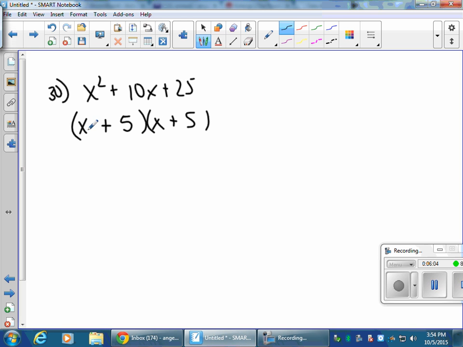X times x is x squared. My outer would be plus 5x. My inner would be plus 5x. That makes plus 10x. And my last would be plus 25.